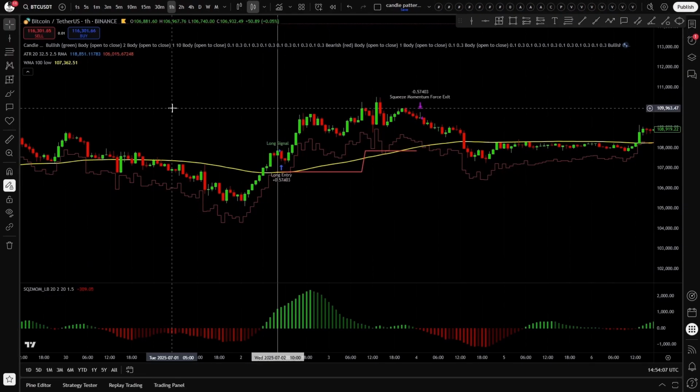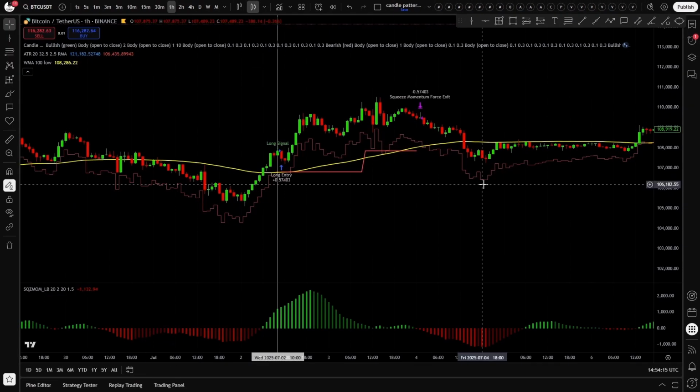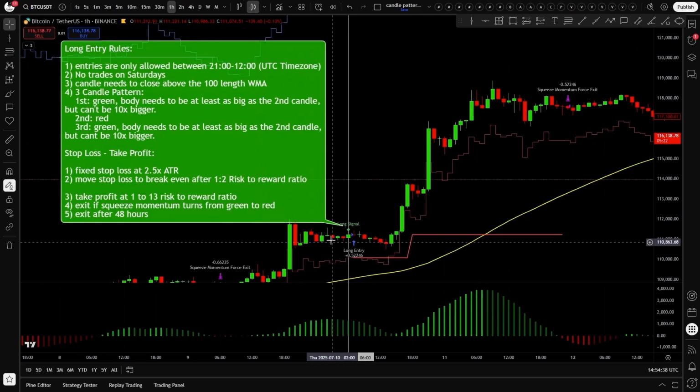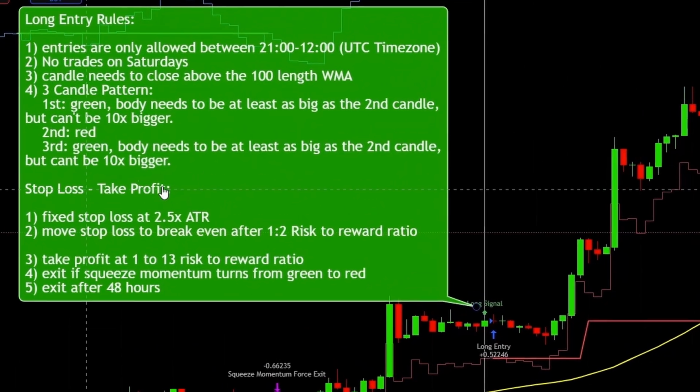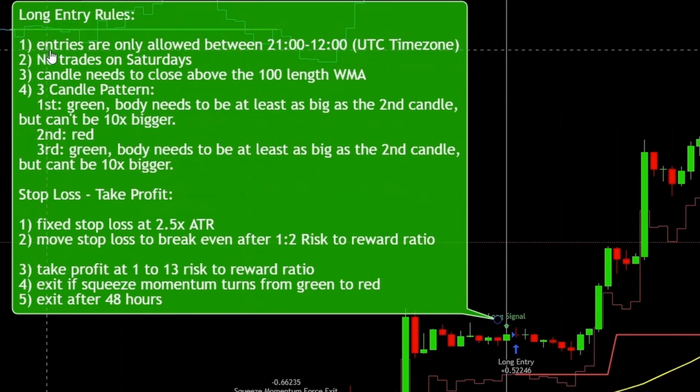Okay, now we have all of the indicators correctly set up, so now let's see the rules of the strategy. Okay, here we have a valid long entry signal. Here you can see the rules for a valid long entry. Let's go over them one by one.